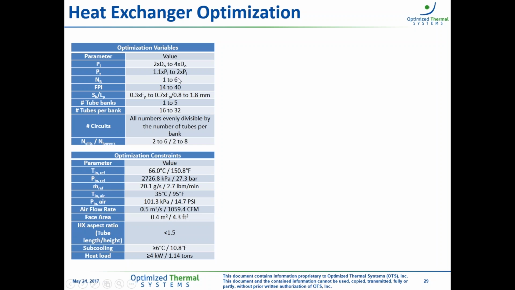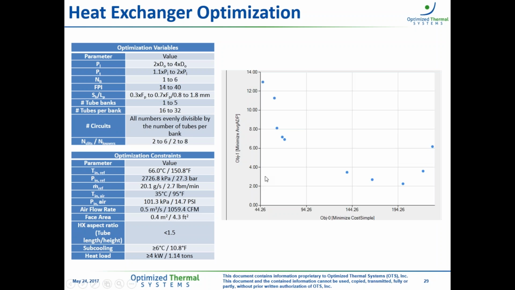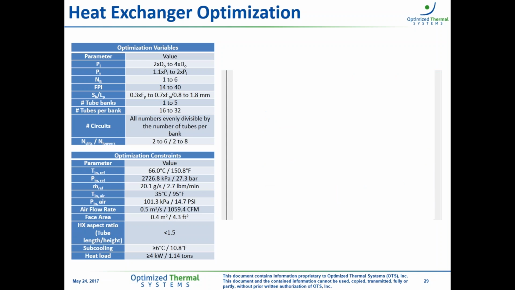And we define these optimization variables that make up the entire design of the heat exchanger. So we looked at different tube pitches in the longitudinal and transverse direction, different numbers of banks and fin densities. We explored slit fins and louver fins. We looked at a number of tube banks from 1 to 5 and 16 to 32 tubes vertically, different numbers of circuitry configurations, different numbers of louvers and slits, and really developed a very wide design space for potential heat exchanger designs.